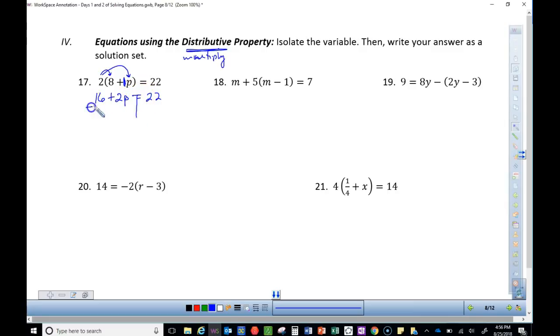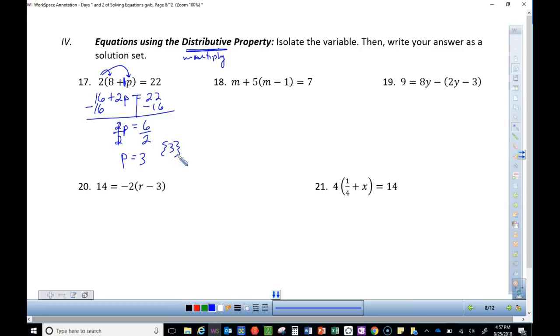So first we'll get rid of the 16 by minusing. And then we'll have 2p equals 22 minus 16 is 6. And then we'll divide to get the 2. So 2p divided by 2 makes 1p, so p equals 3. So the set would be 3.